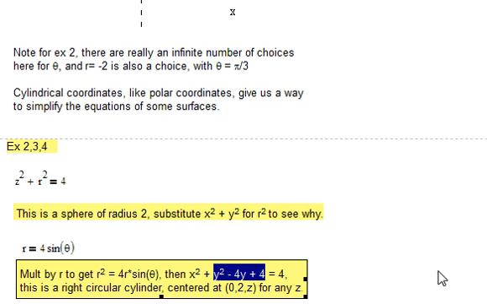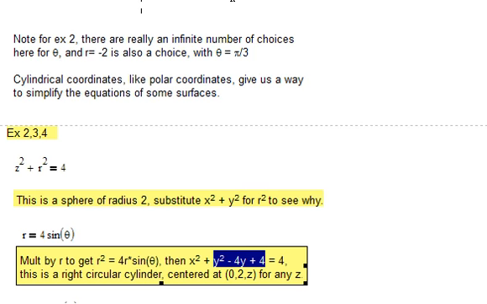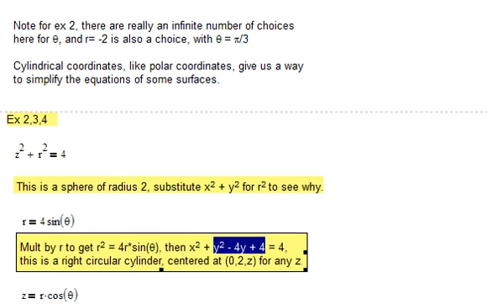So it's a right circular cylinder centered at the point 0, 2, z for any z, right? Because there's no z in this thing. So it's a right circular cylinder that follows along the z-axis, actually intersects the z-axis, because that circle does that.